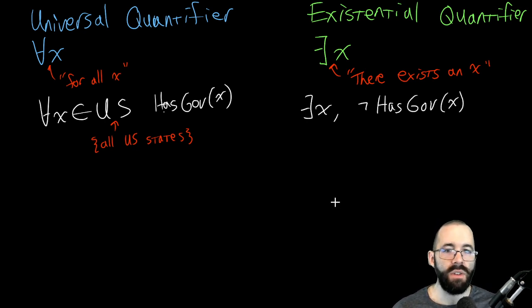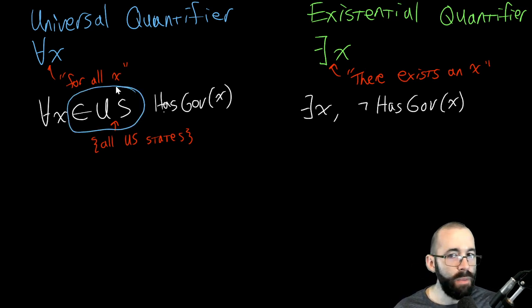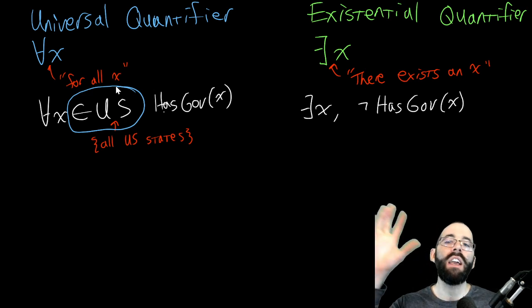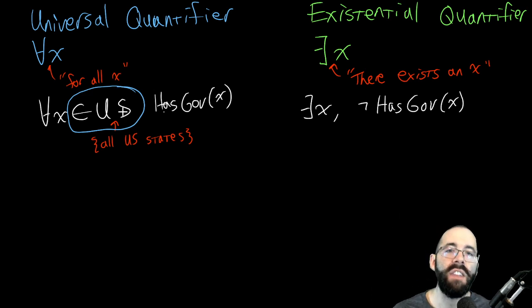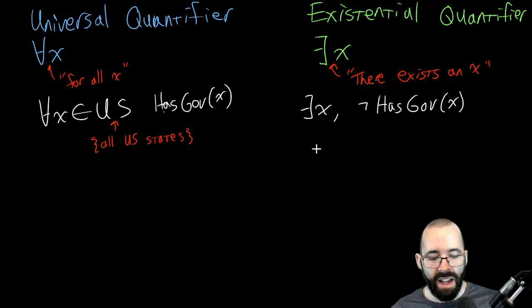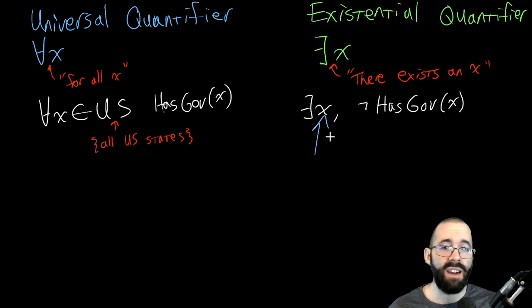Well, that's also true. Now notice one very, very important difference here. On the left, I specified what X was. I said we're looking at all the X's, but we're only looking at all the X's in the set of US states. Now here, I'm not telling you what X is. I'm saying X could be anything. It doesn't have to be a US state.